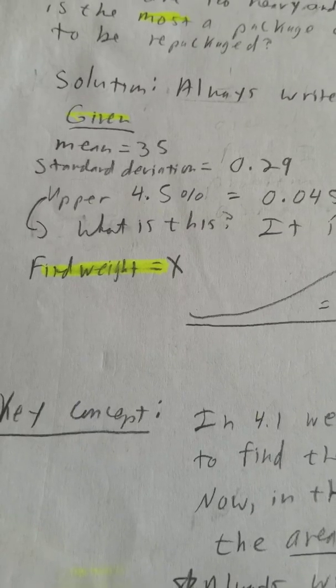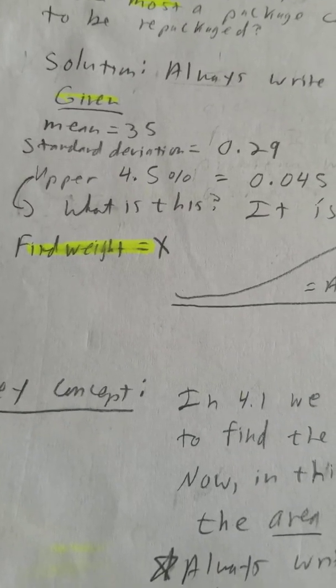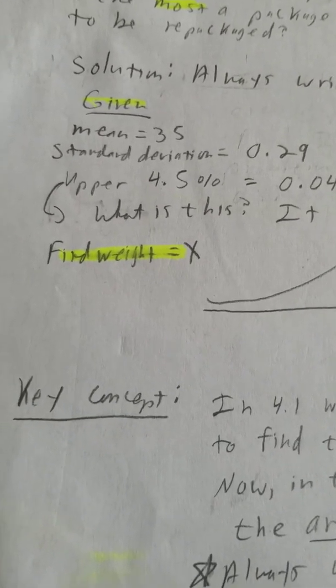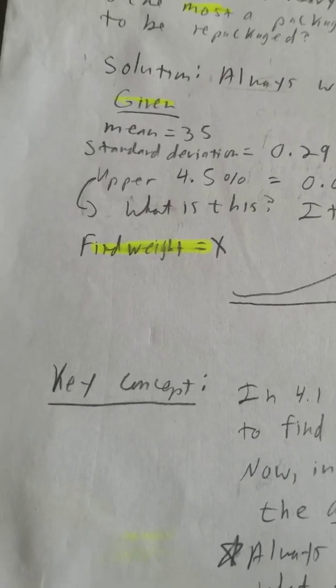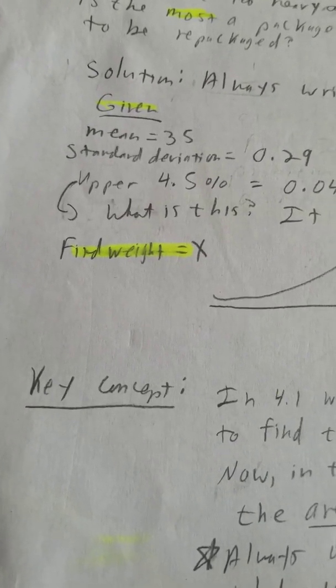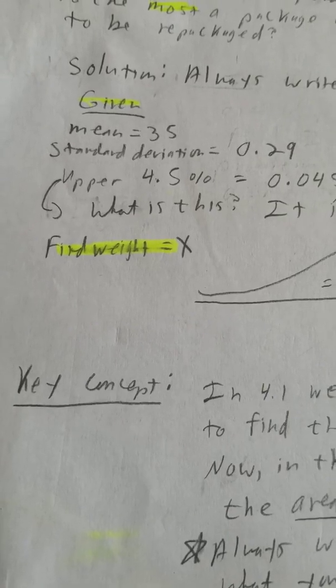Well, what is weight in our problem? Weight is the variable, isn't it? So the variable is always X, okay? The variable is always X. So let's look at what we're given again. We need to draw a picture.